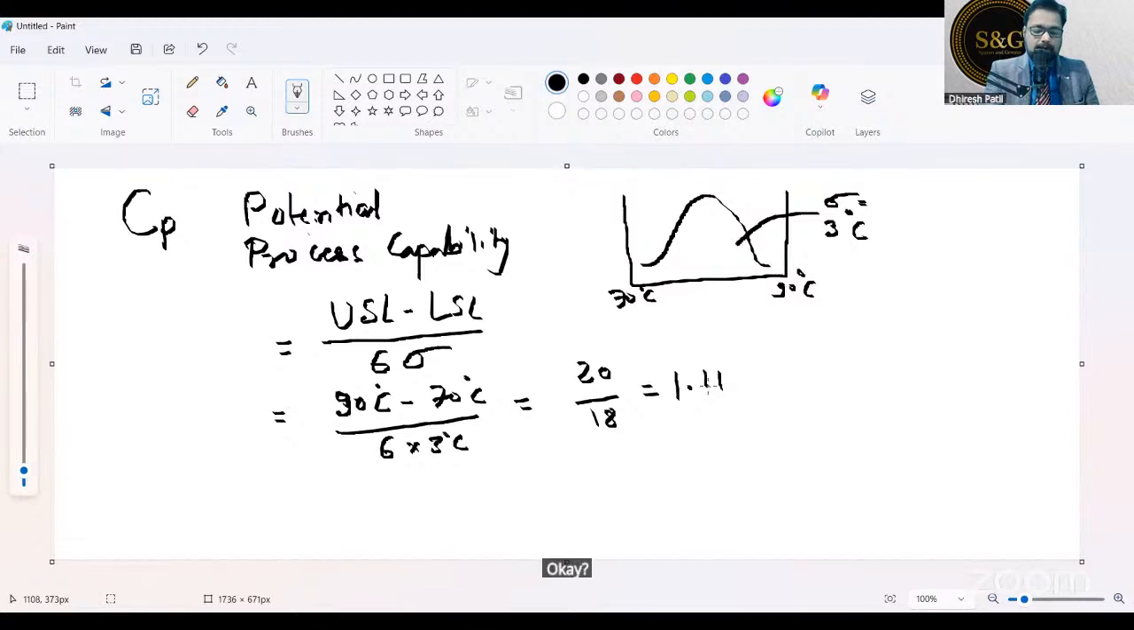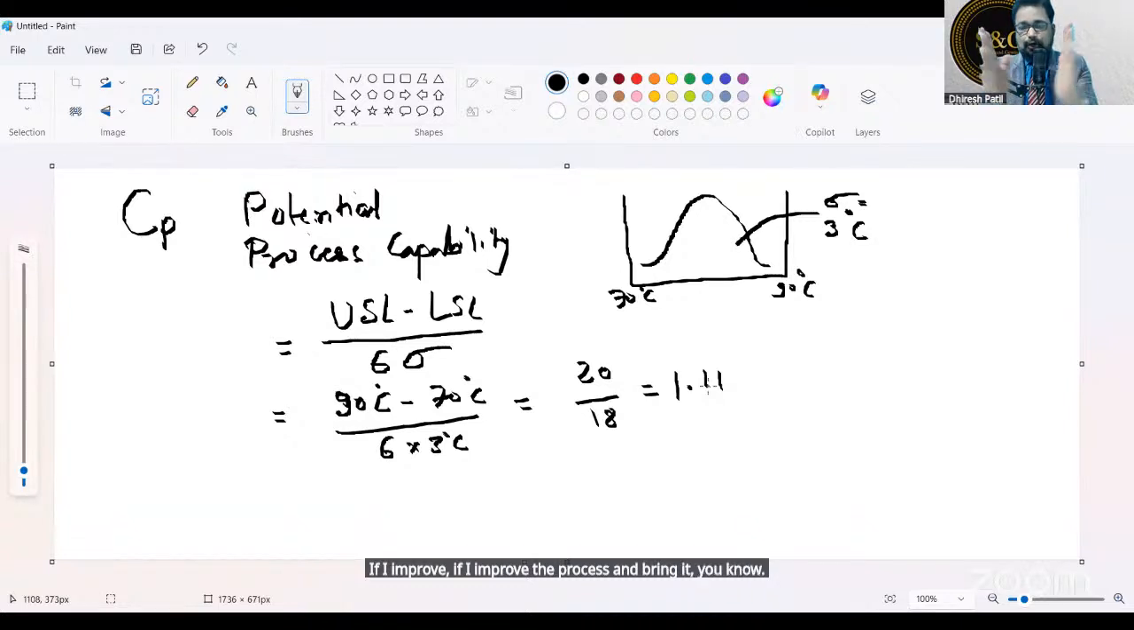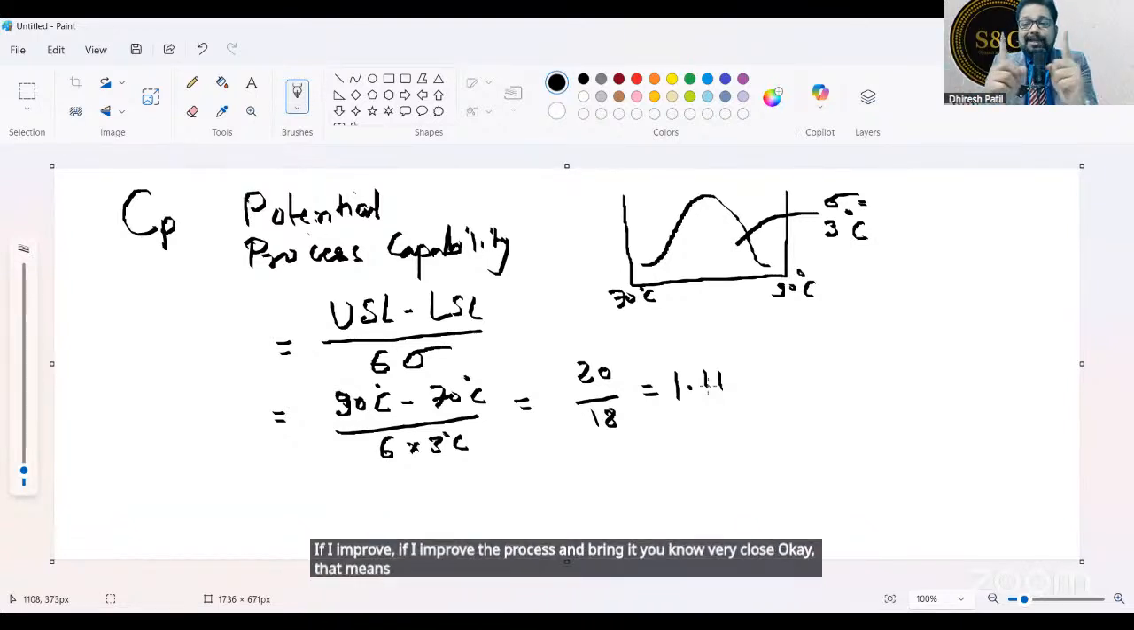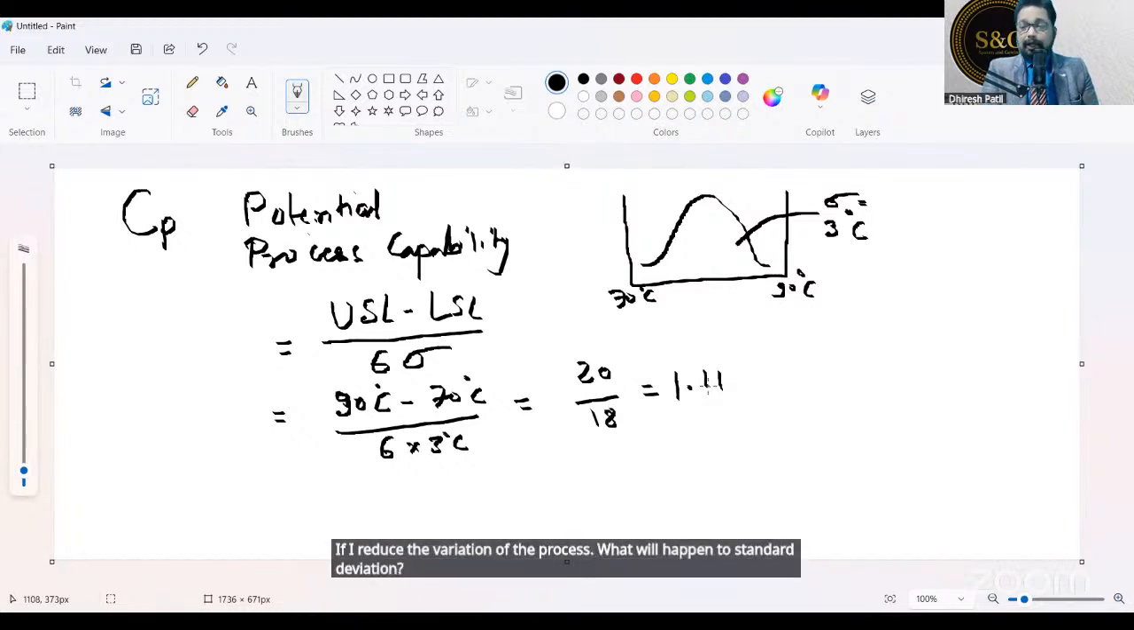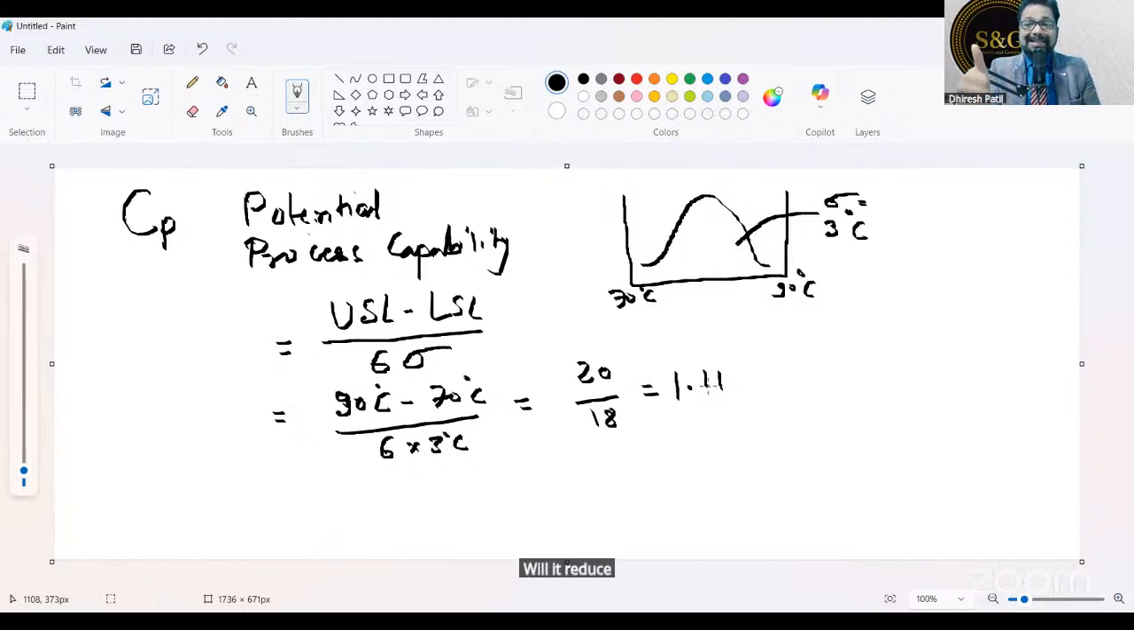Now understand this. If I improve the process and bring it very close, that means if I reduce the variation, what will happen to standard deviation? Type in the chat box. If I reduce the variation of the process, what will happen to standard deviation? Will it reduce? Just put R, or will it increase? Just put I. Type in the chat box. R for reduce and I for increase.